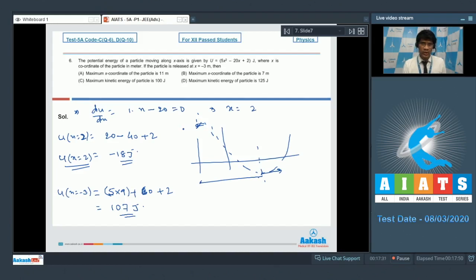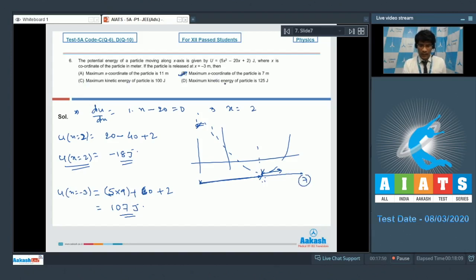So now let's see what the question is. The maximum x coordinate of the particle is, that means it will shift 5 units from here. This was already 2, so 5 units from here means it will come out to be 7. So our option B is the correct answer.